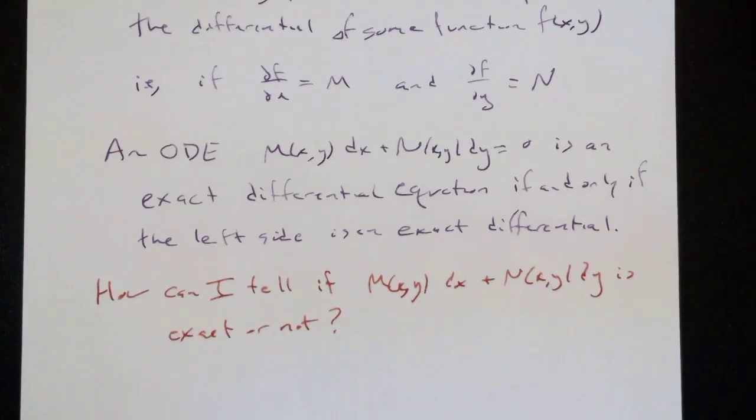And it has to do with what we were doing in partial derivatives. Right here at the top of the screen, I said if df dx is equal to m and df dy is equal to n. So I want to know, is there a function that does that? How can I look at m and n and figure that out? Hmm.